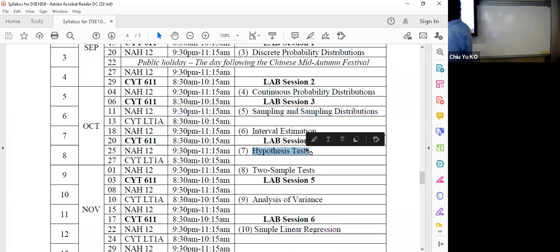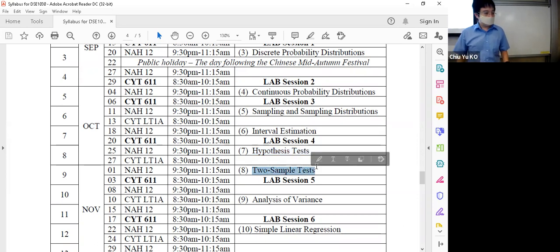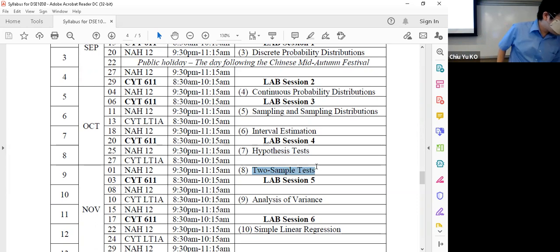Actually, it's the same when you go to the courtroom, right? The judge will assume you are not guilty until the evidence is beyond reasonable doubt. That is a hypothesis. It's very useful in a lot of cases. And two-sample testing is to compare two different samples. And why do you need to compare two different samples?